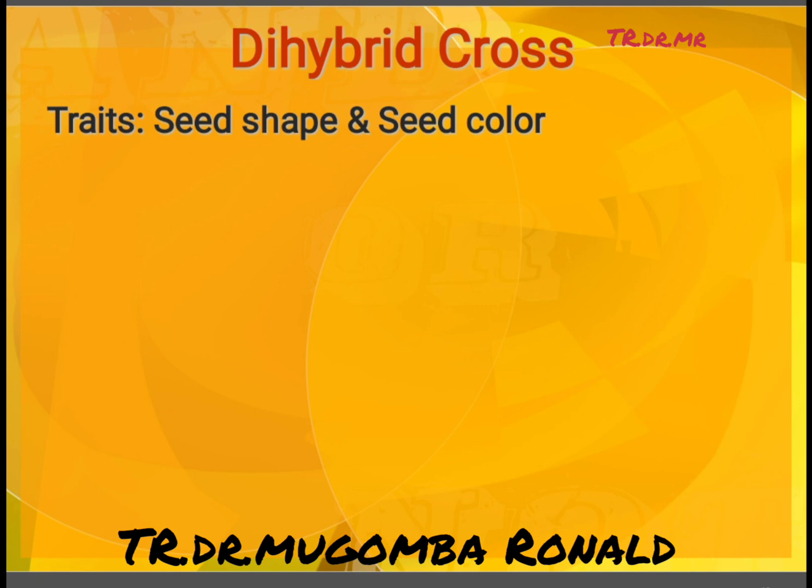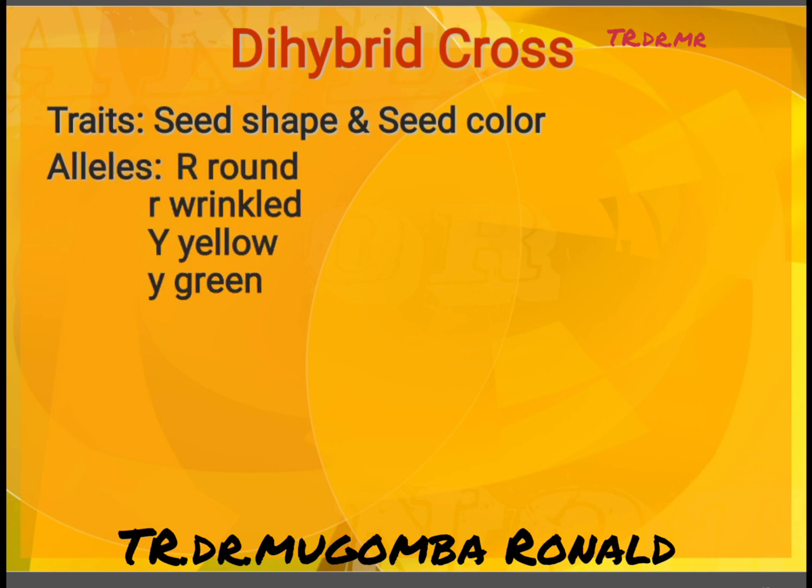Now, having looked at that, let us consider a dihybrid cross where we are seeing 2 traits. That is to say, we are looking at the shape of the seeds and the seed color. Let us assume that round seeds, capital R, are dominant over wrinkled seeds. And let us assume yellow color is dominant over green color. So round seed will take capital R, wrinkled will take small r. Capital Y will be for yellow, and small y will be for green.